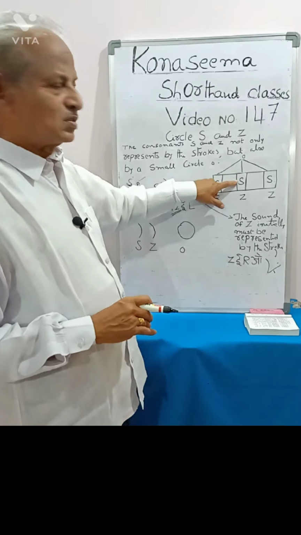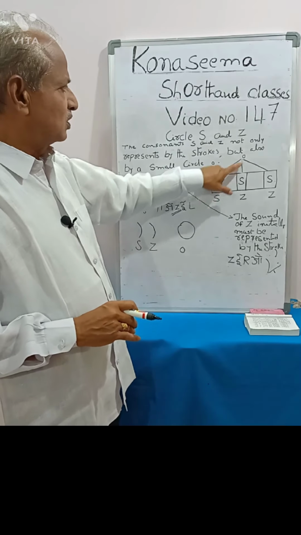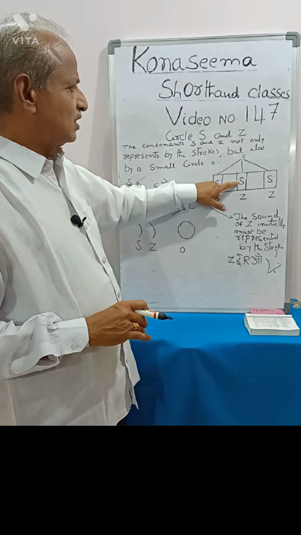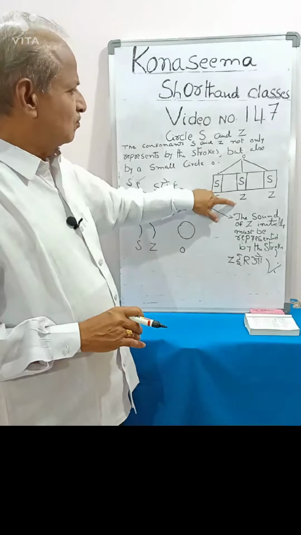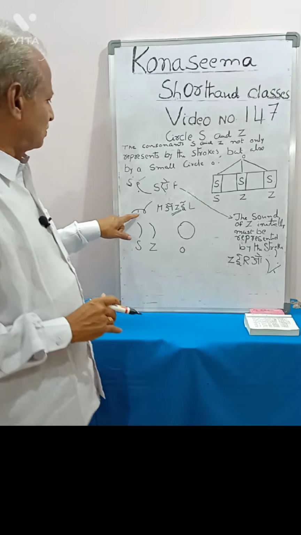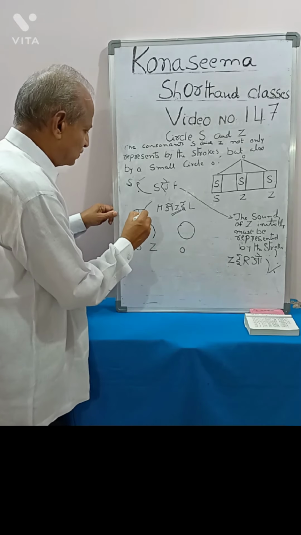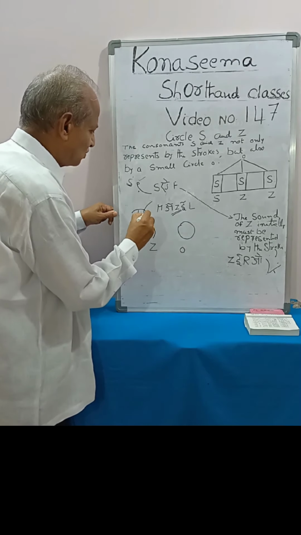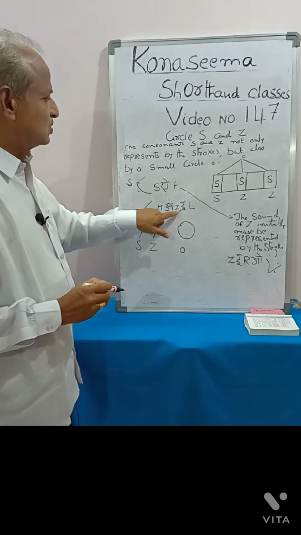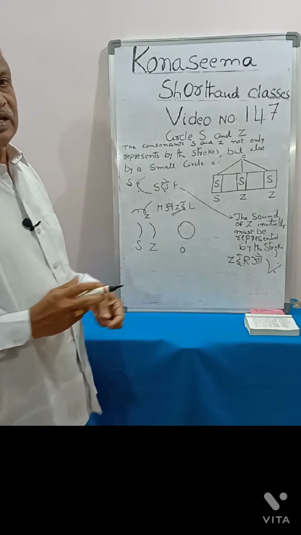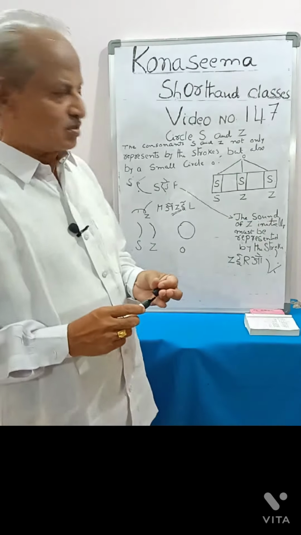In the second place, if we put the circle S, either S or Z sound will come. Z sound, you see, muzzle is there. This circle medially, the sound comes Z, muzzle. Like that in the third place also.